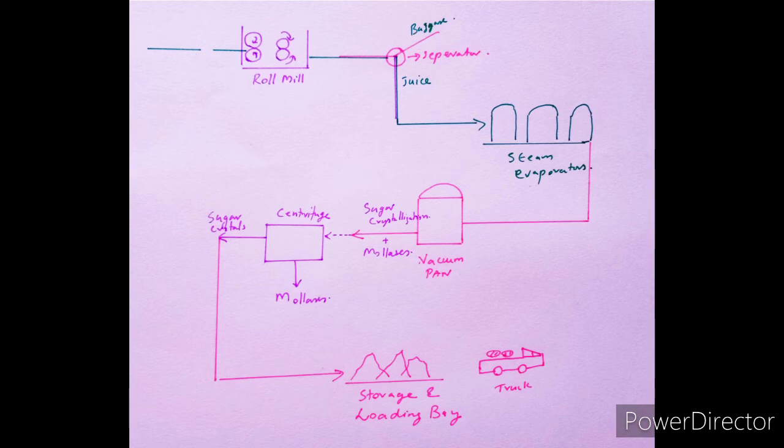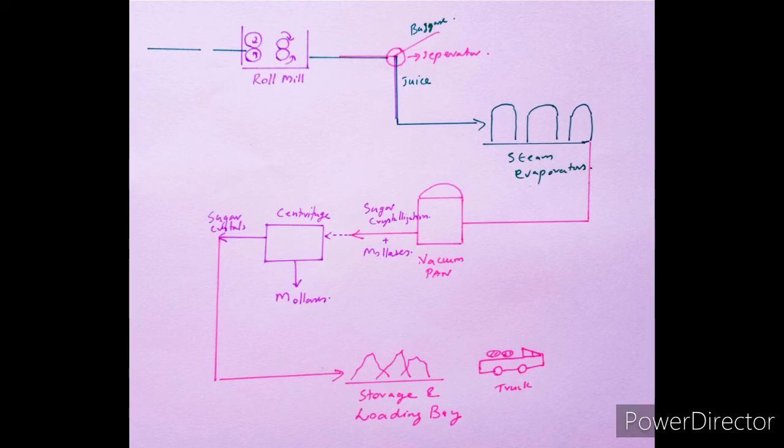This thick syrup will be mixed with lime and certain other chemicals, and it will be sent into a vacuum pan where it is heated in a vacuum state. Okay, so at that time sugar crystals will start to grow in that liquid, whereas the heating mechanism will produce molasses also. So what comes out from the vacuum pan is sugar crystals and liquid molasses.